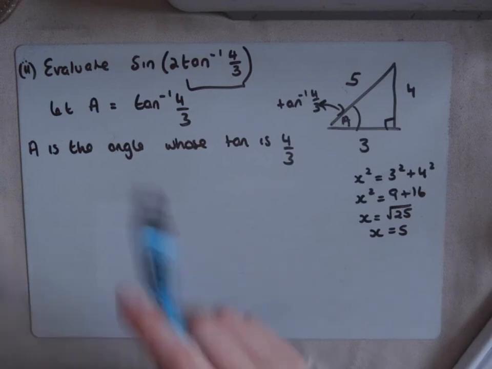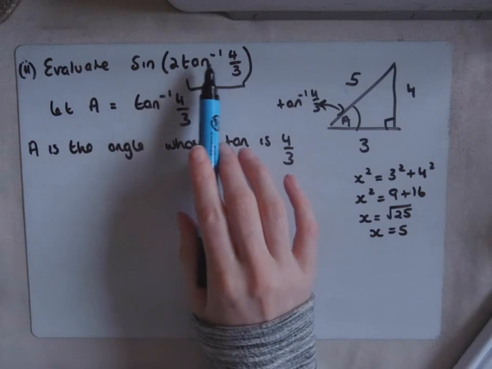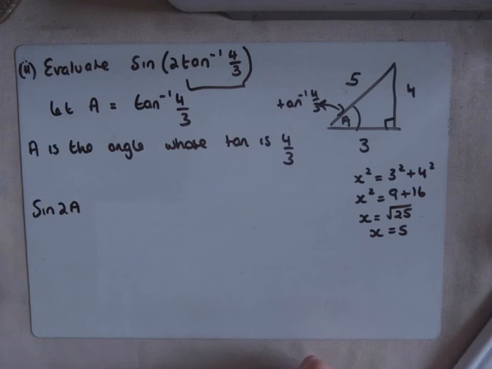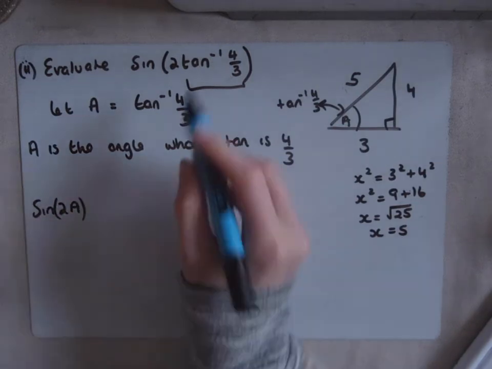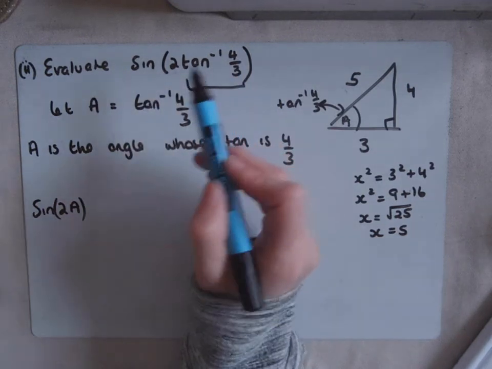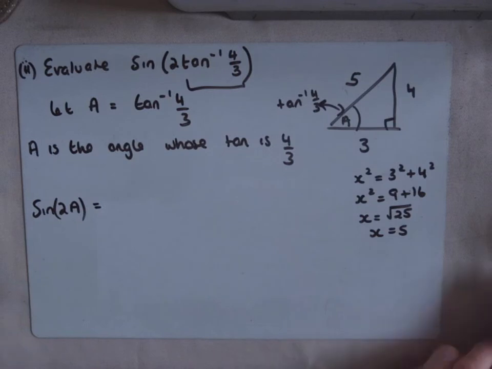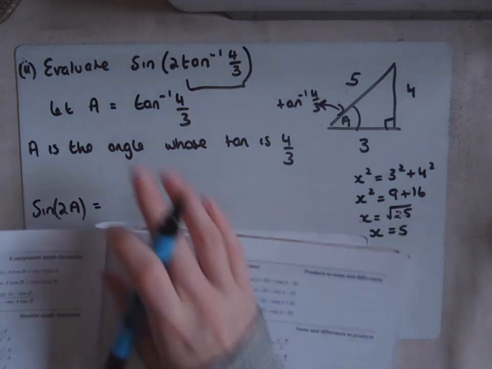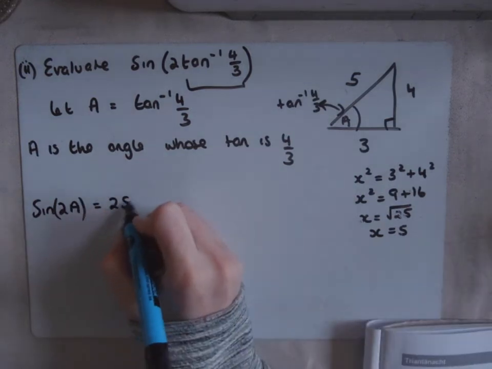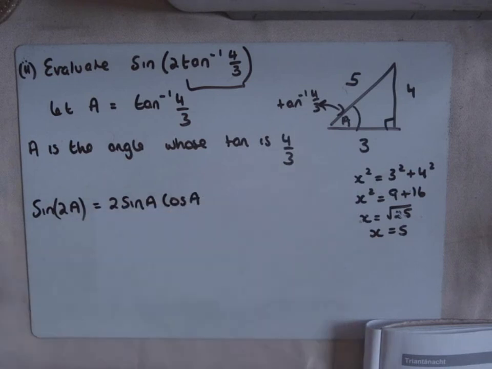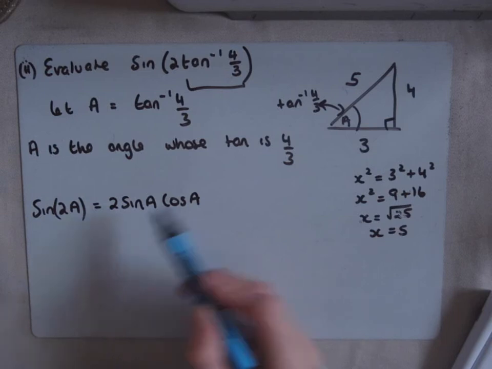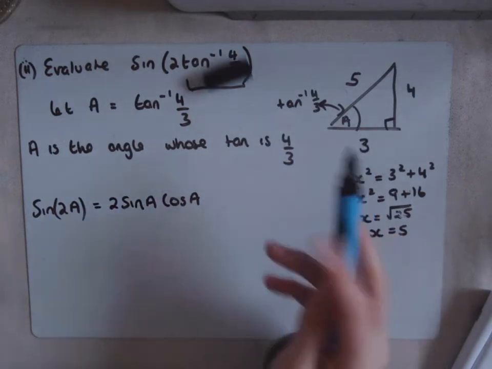Now, my question is sine of 2 times my angle. So I'm interested in sine of 2a. Okay, 2 times my angle. I let that be a, so that's sine of 2a. Now, if I go to my log tables, I can find what sine of 2a is. Sine of 2a is 2 sine a cos a. So basically, if I want to get what sine of 2a is, I'm going to need to find out what sine of a is from my triangle and cos of a from my triangle.